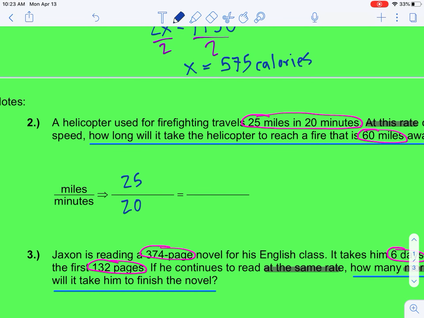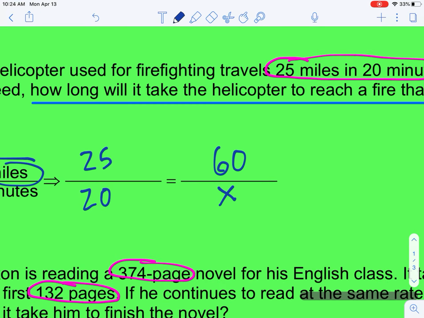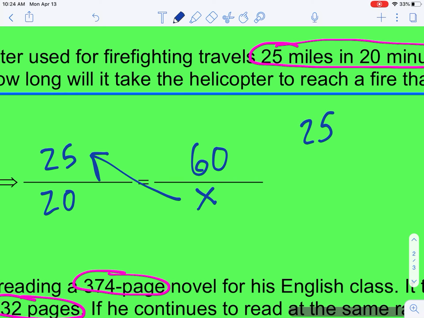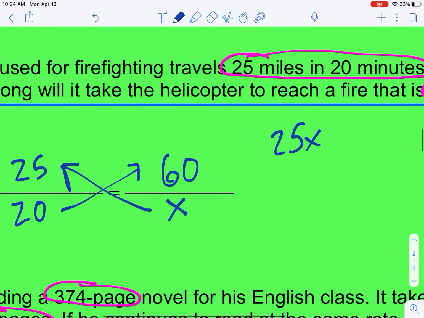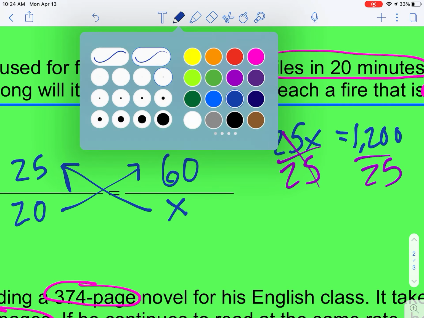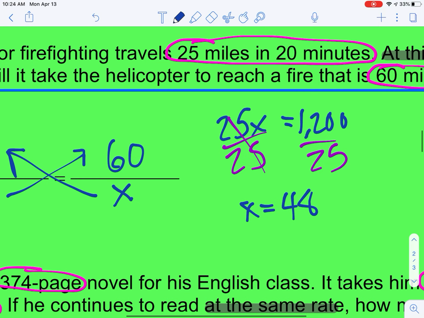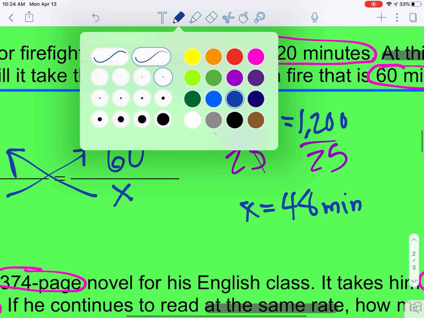My next number I have is 60 miles, and we're going to notice how the miles is on the top, so 60 miles is going to go on the top, and I don't know how long that's going to take, so that's going to be my variable. Now I can go ahead and I can cross multiply. X times 25 is 25x. And 20 times 60 is 1,200. So there's my cross multiplication. Now I need to divide by 25 on both sides. And x equals 48 minutes. And don't forget your label.